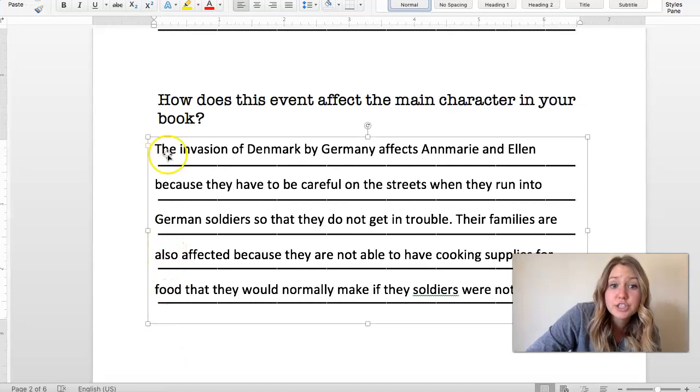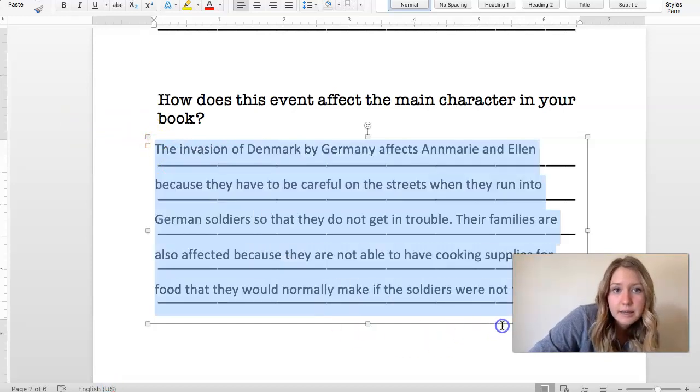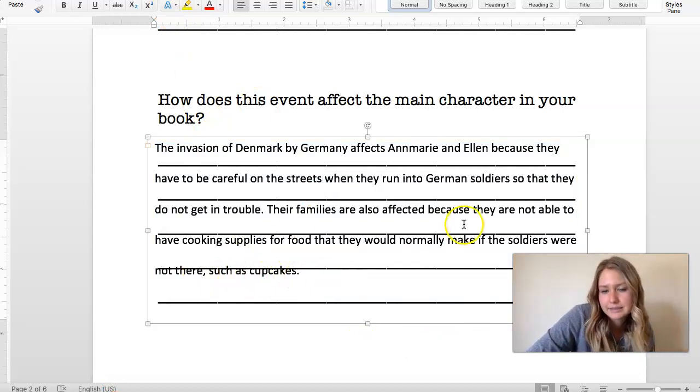So I've answered this question now, also in complete sentences. And I said the invasion of Denmark by Germany affects Anne-Marie and Ellen because they have to be careful on the streets when they run into German soldiers so that they do not get in trouble. Their families are also affected because they are not able to have cooking supplies for food that they would normally make if these soldiers were not there, such as cupcakes. That got cut off. I had a little bit of a hard time fitting this all on the line, so if you do too, just right below the lines, make your own. All right, there we go. So such as cupcakes, all right?